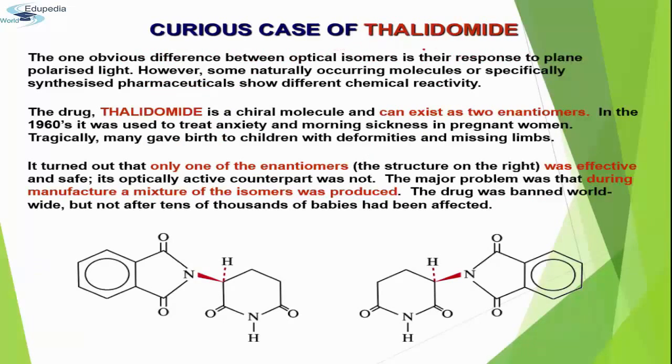Let's see why we are stressing so much on optical activity. There is a compound known as thalidomide. Okay, so thalidomide was a drug which was used in 1960s to treat anxiety and morning sickness in case of pregnant women. And as you can see, this thalidomide drug has two enantiomers.